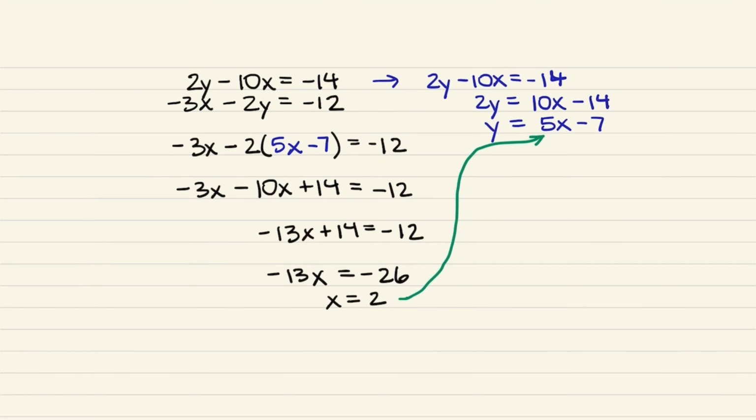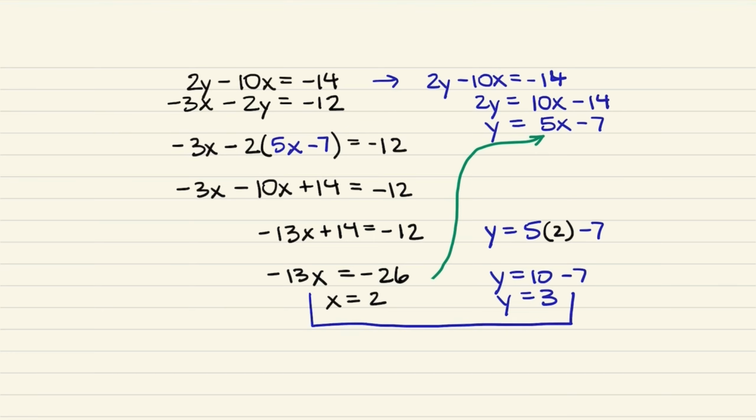So we've got y equals 5 times 2 minus 7. Y equals 10 minus 7. Y equals 3. So our final answers are x equals 2 and y equals 3. Or 2, 3, if we write it as a point.